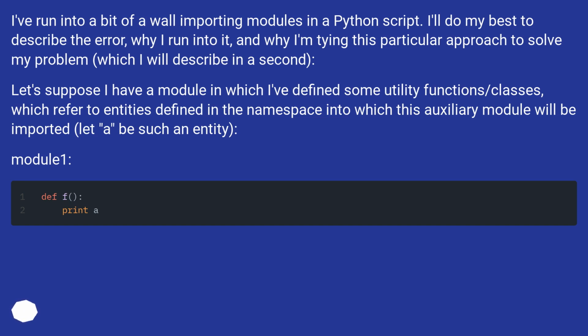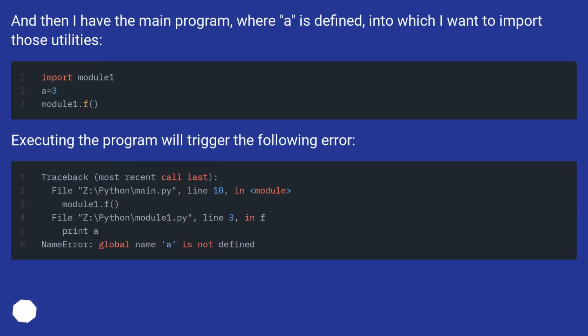Let's suppose I have a module in which I've defined some utility functions/classes, which refer to entities defined in the namespace into which this auxiliary module will be imported. Let A be such an entity. Module 1. And then I have the main program, where A is defined, into which I want to import those utilities. Executing the program will trigger the following error.